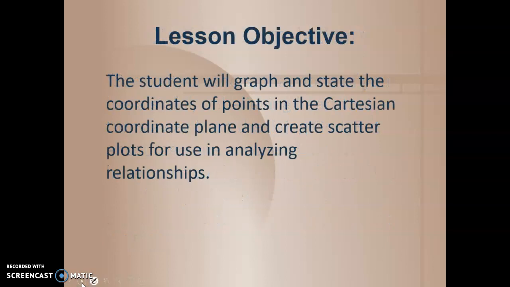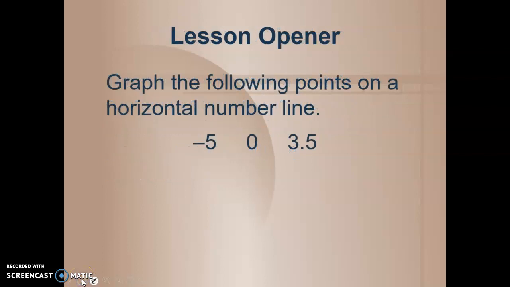Our lesson objective for today is that you, the student, will graph and state the coordinates of points in the Cartesian coordinate plane and create scatter plots for use in analyzing relationships. So we are going to do three things today. We are going to graph coordinates, we're going to state the coordinates of points, and we're going to create a scatter plot. And we'll use that to analyze relationships between two different things.